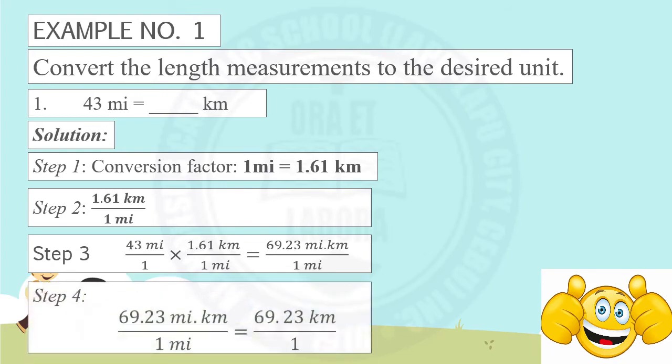Then we will do the cancellation of units. Mile over mile will be cancelled out. The remaining will be the kilometers. So the result is 69.23 kilometers over 1. This will be our result. We need to simplify. Our final answer is 69.23 kilometers.